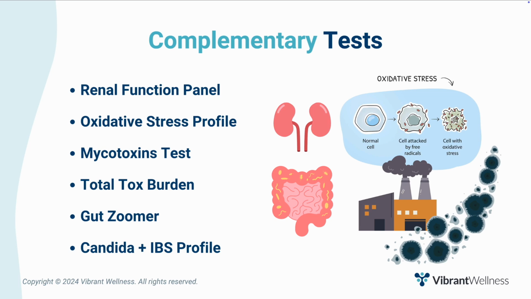Or the gut Zoomer to assess gut microbiome health, which can influence urinary health by promoting systemic inflammation or dysbiosis, contributing to recurrent infections. And finally, the Candida plus IBS profile, which identifies overgrowth of Candida and other fungi, which may be related to or exacerbate urinary symptoms, particularly in patients with overlapping digestive issues.